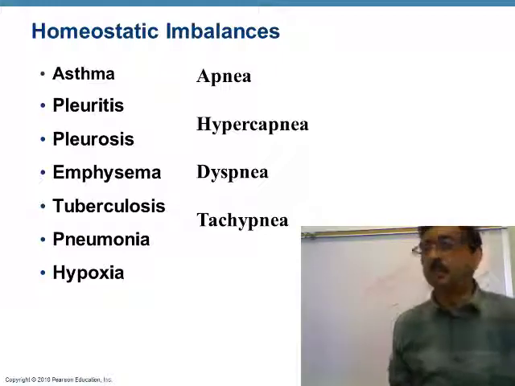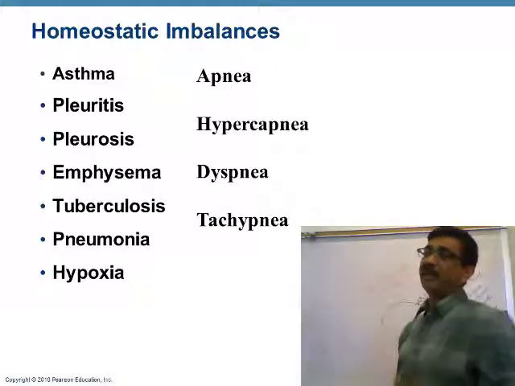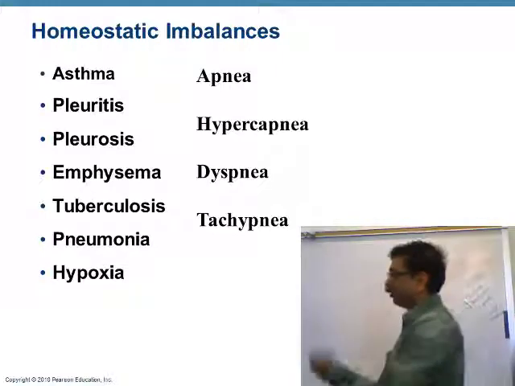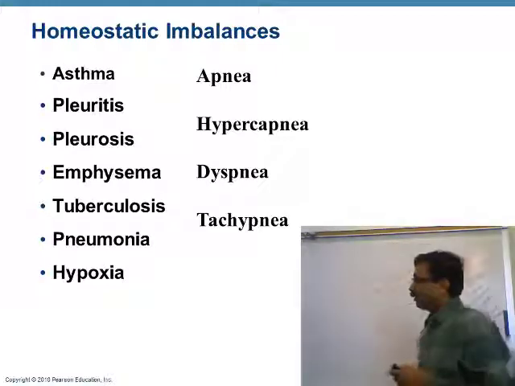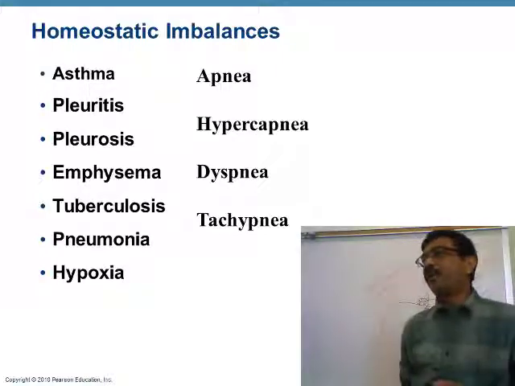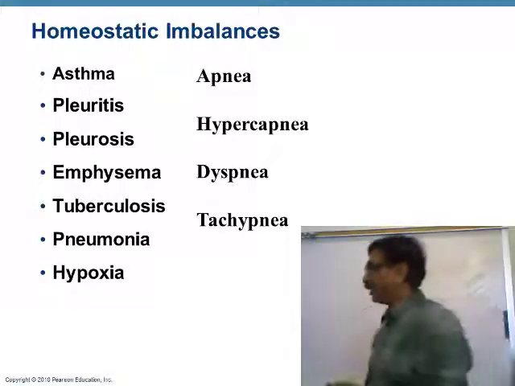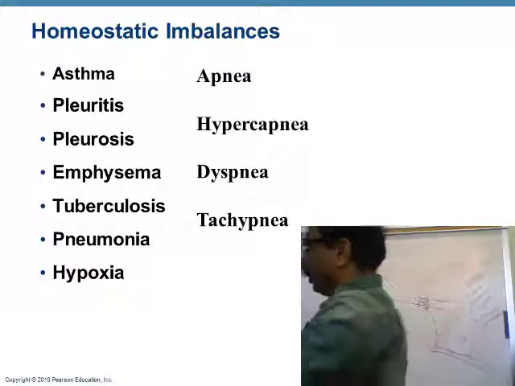Pneumonia is the inflammation of the lung tissue. It could be due to virus, bacteria, or even some chemicals, including drugs, can cause pneumonia. Hypoxia, decreased oxygen in the tissue is called hypoxia. If you go on the top of the mountain where oxygen is less, you will have hypoxia.